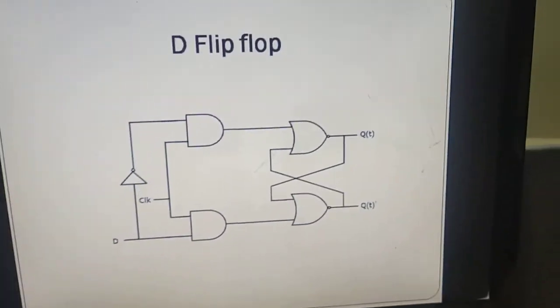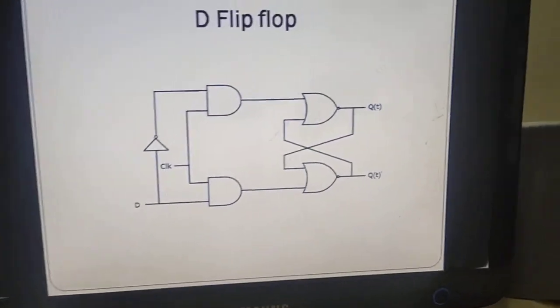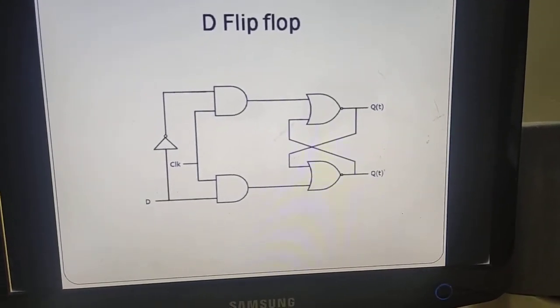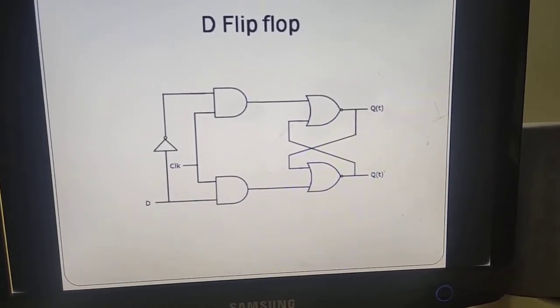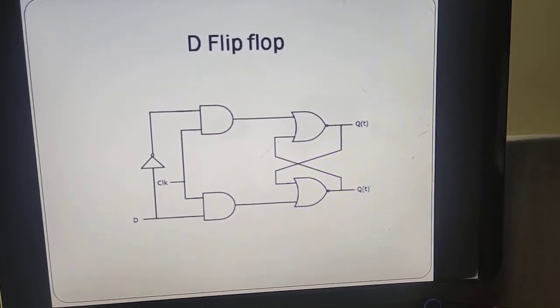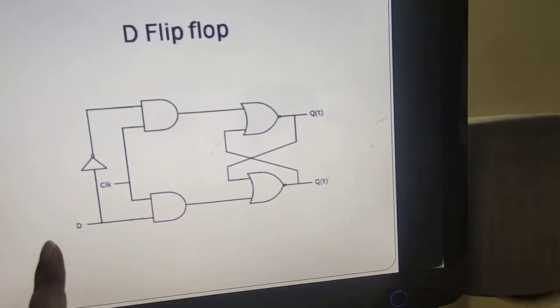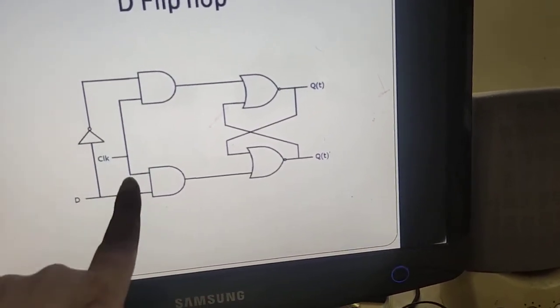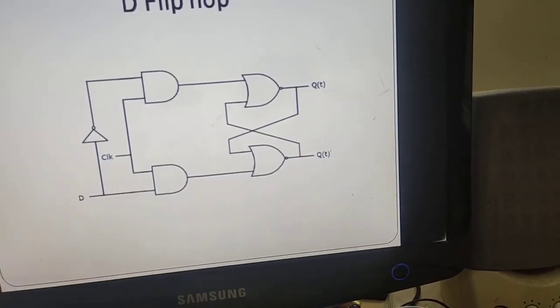Now coming to D flip-flop. D flip-flop is also known as delayed flip-flop, where it acts as a buffer between your input and your output. Whatever the value you give, that is again passed to the output. It is only a single input flip-flop where you are going to have an input D and a positive clock triggering.